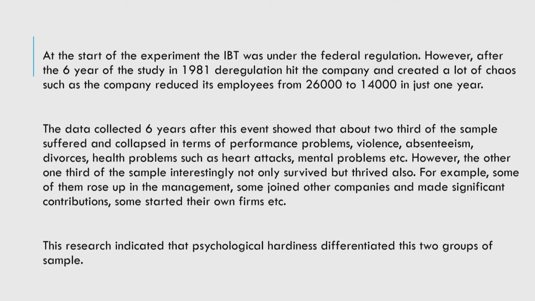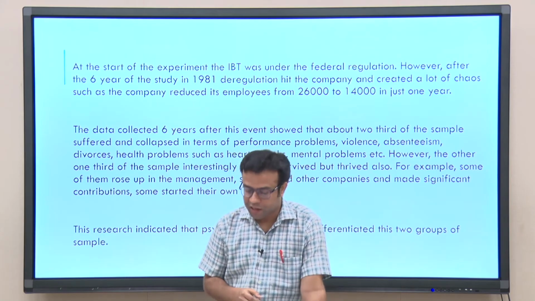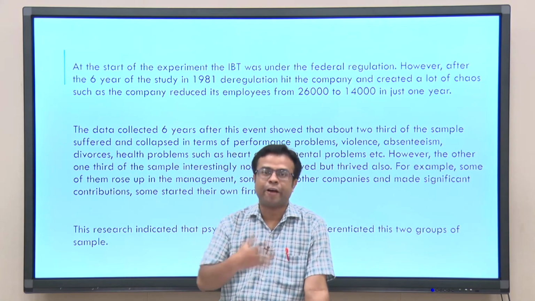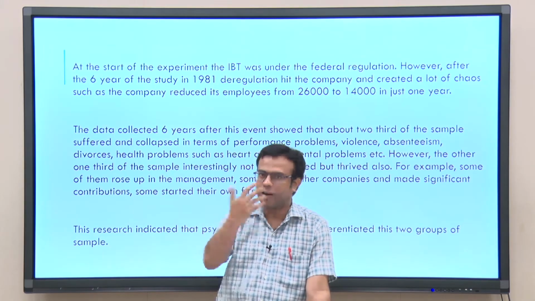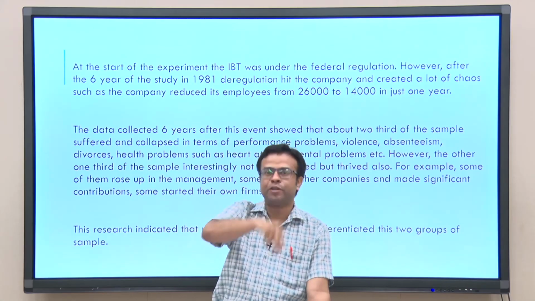At the start of the study, the company was under federal regulation. After 6 years, since they started in 1975, in 1981 deregulation hit the company. It was no longer under federal regulation, and as a result of this drastic change, a lot of chaos happened in the company in terms of job losses and changes in structure. This is evidenced by the fact that the company reduced its employees from 26,000 to 14,000 in just 1 year. It was a chaotic situation in that company, and still they kept collecting data, and it happened in the middle of the study.